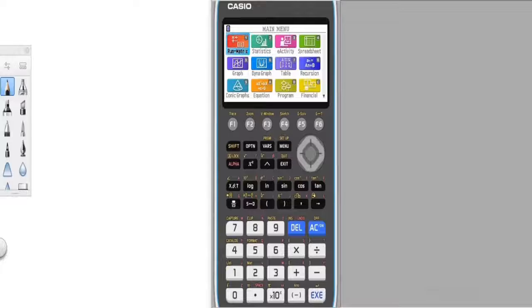In this video, I'm going to show you how you can use the Casio fx-CG50 graphing calculator as a new beginner. If you just bought this calculator recently and you are finding it difficult to go about it, this video will be very useful for you to know how to go about using this Casio calculator.